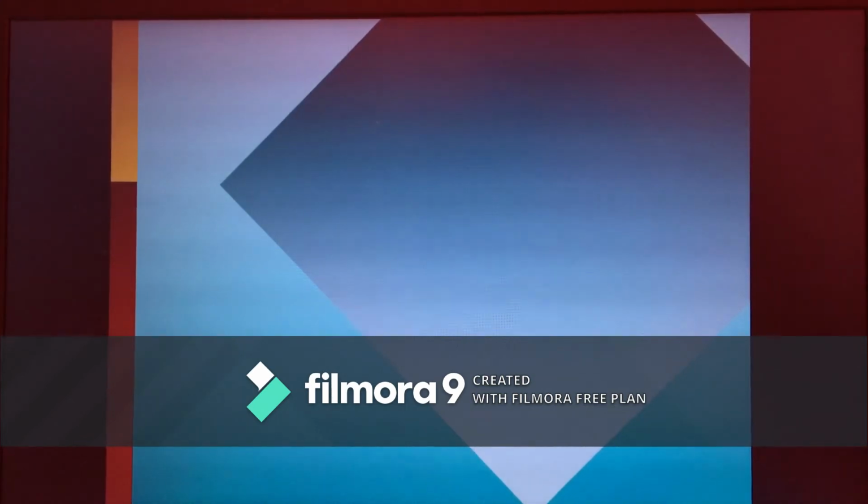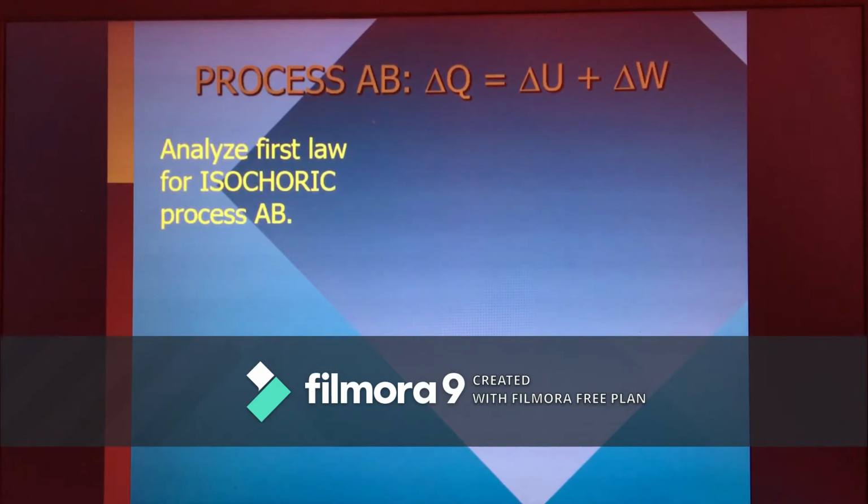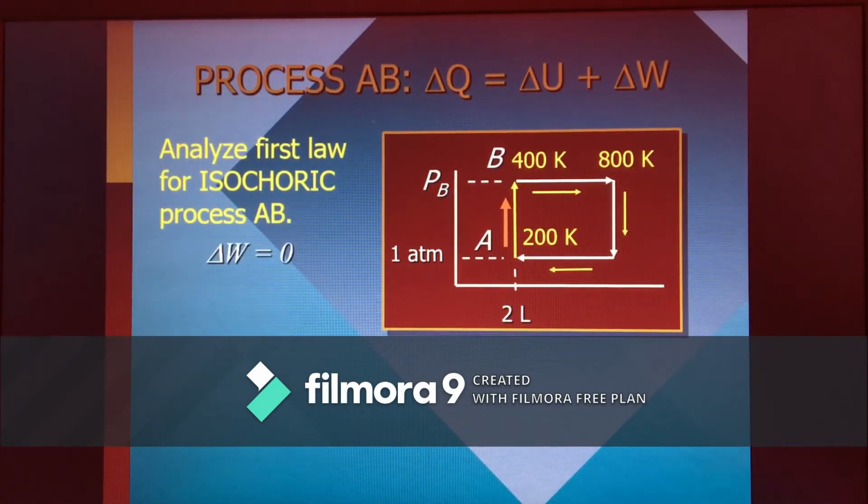Now let's take a look again at the process from point A to point B. Delta Q equals delta U plus delta W. Let's analyze the first law for the isochoric process from point A to point B. Looking again at the PV diagram, from point A to point B there's no work done. So delta W equals 0.